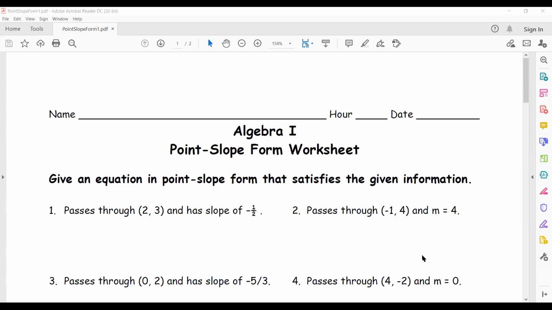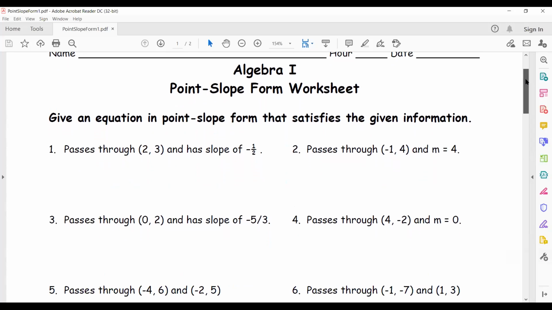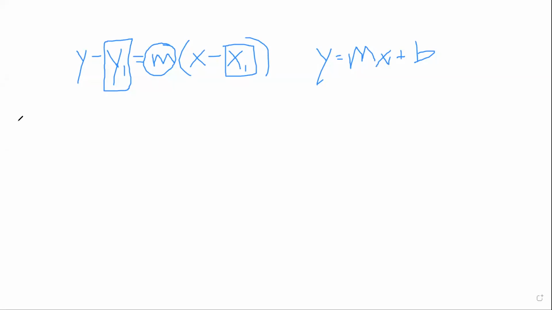Okay, it's got the very first one there. It says we got a line that's going through 2, 3 and has a slope of -1/2. Point slope form. So here's the ordered pair, 2, 3. The slope is -1/2.